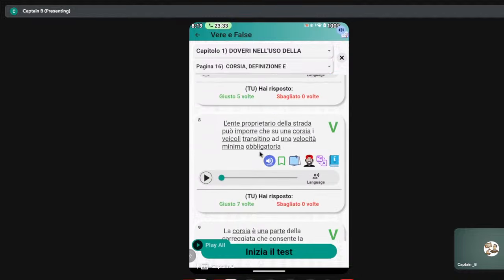L'ente proprietario della strada può imporre che su una corsia i veicoli transitino ad una velocità minima obbligatoria. Now the words l'ente proprietario della strada are talking about the road owners. Who are the road owners? They are the police, the vigilante.